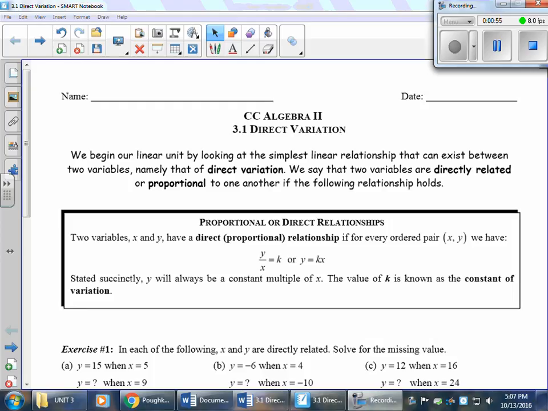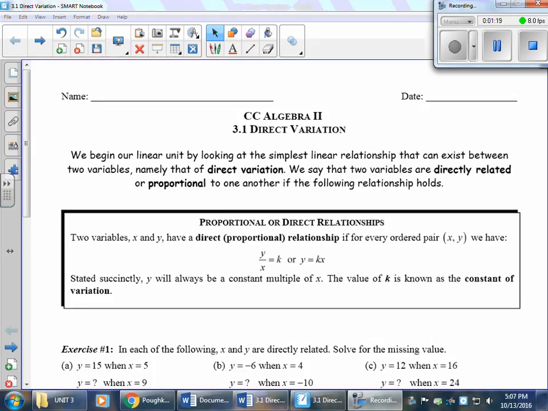Now k is basically a constant of some type, whether it's an integer or a fraction or a decimal. It's some relationship, some type of a multiple. So y is going to be some multiple of x. So the value of k is known as the constant of variation, but we're just going to call it the constant for the time being.